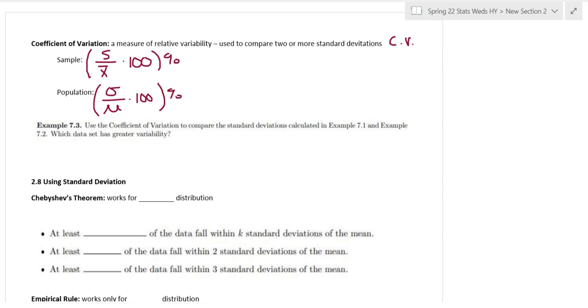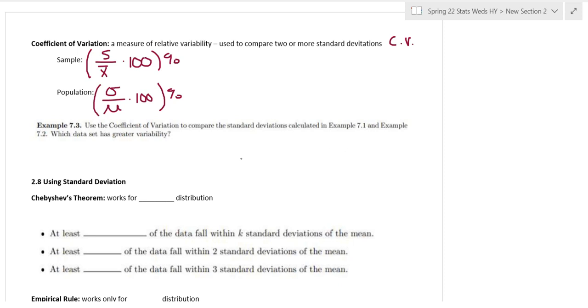So if we look at this question here, it says use the coefficient of variation to compare the standard deviations calculated in example 7.1 and 7.2. 7.1 was the salaries, that was the population. 7.2, that was a sample. Sometimes you can compare both. Sometimes you're just comparing standard deviations.